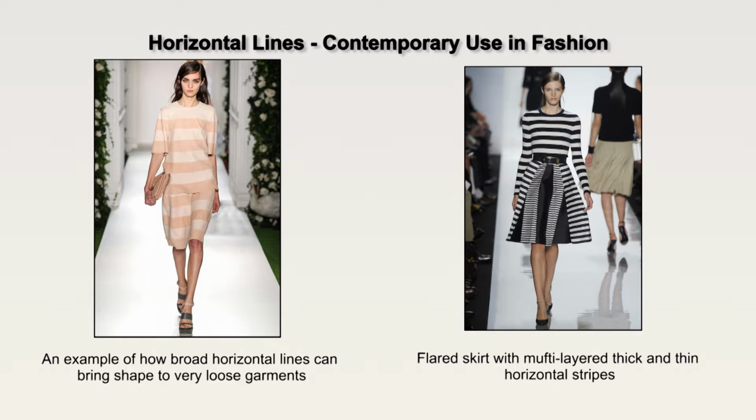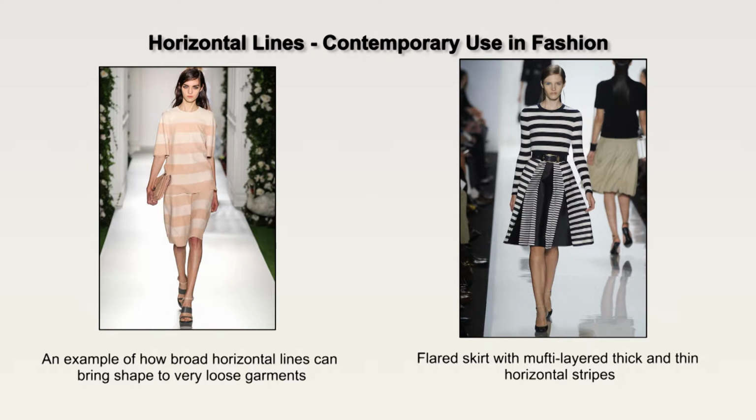The picture on the left is an example of how broad horizontal lines can bring shape to very loose garments. This is an outfit by Mulberry. The picture on the right has a flared skirt with multi-layered, thick and thin horizontal stripes. In these examples, we can understand how stripes bring character to a garment.